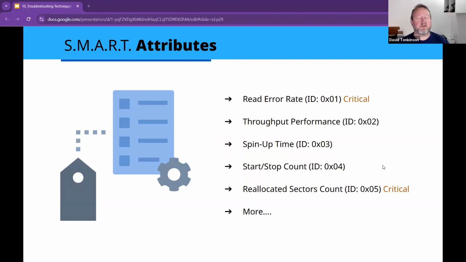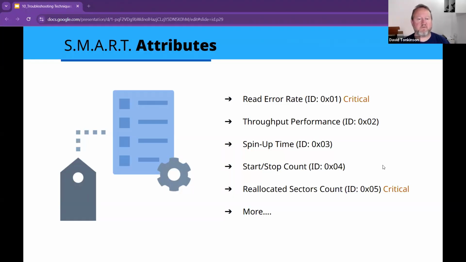There's a throughput performance error. You don't have to know these off by heart. These are just examples of Smart. So the throughput performance error is ID X02. Okay, that basically means you're getting a decrease in the read-write speed. It's not a critical error because it's not totally failing.